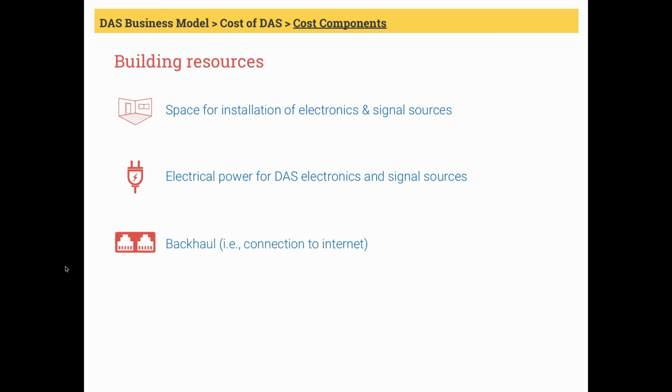Backhaul. Backhaul for signal sources. All radio-based signal sources have to be connected to the internet, excluding repeaters. Now, this may or may not be your cost to bear. Carriers usually pay for their own internet services. But if you have a fat pipe coming to your building and it has a lot more bandwidth than you need, this may be something you can consider offering to the carriers to sweeten the deal.